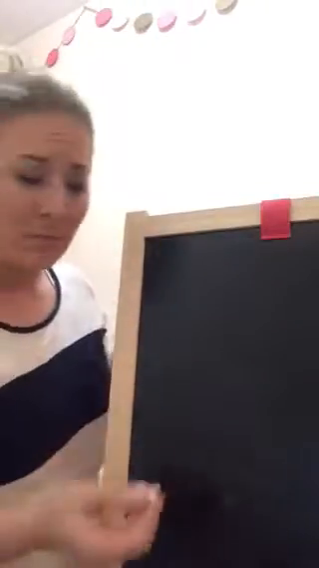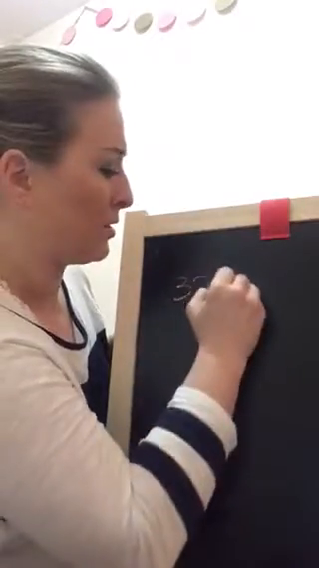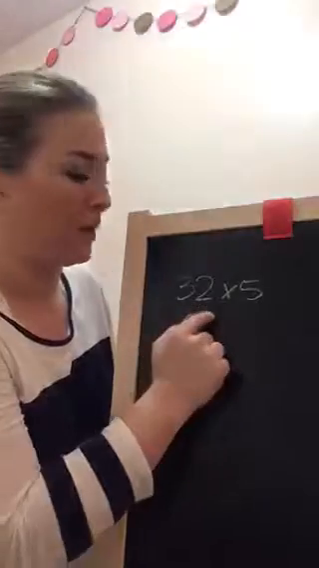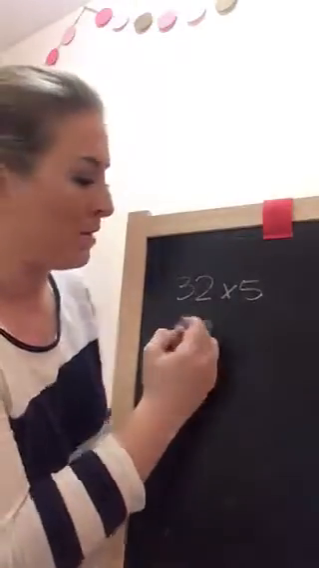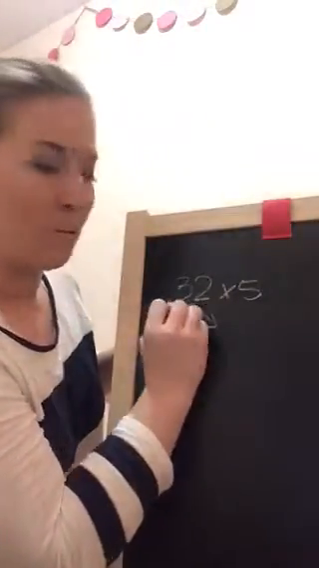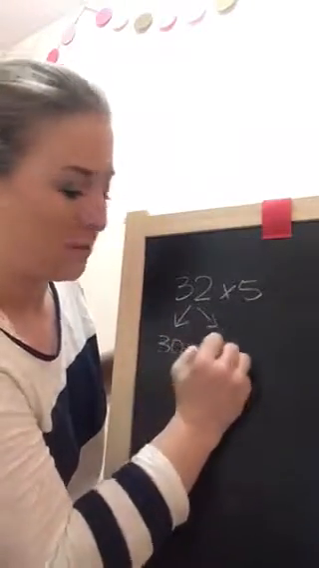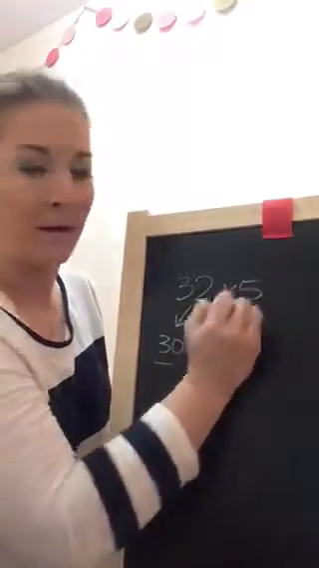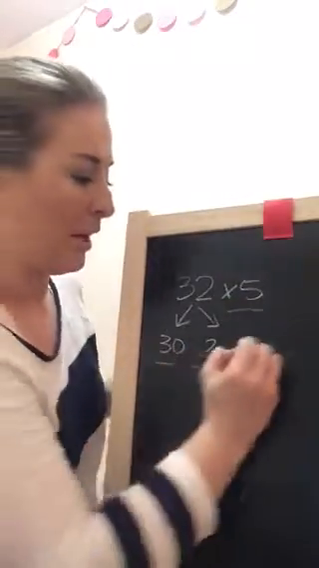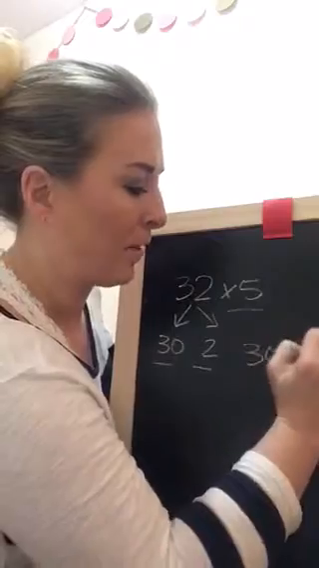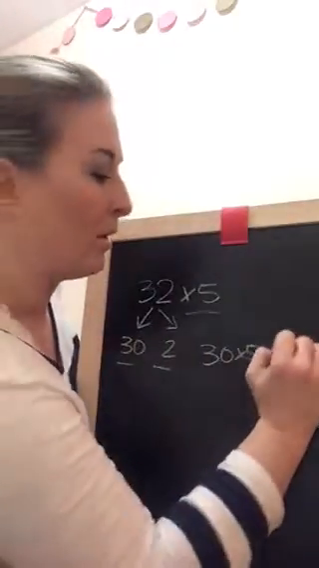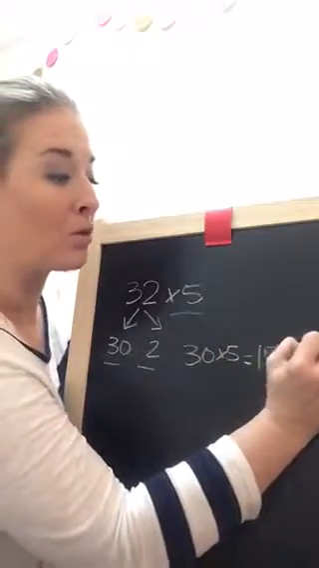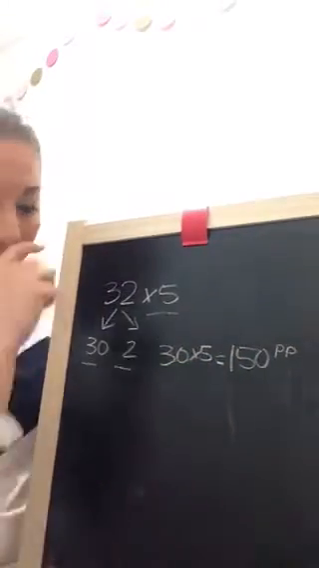The example I'll use is 32 times 5. So we teach kids to decompose 32 into tens and ones. So this will break down into 30 and 2. So now you haven't multiplied by 5 yet. So you're going to take 30 and multiply it by 5 to get 150, as you know. And this is one of your partial products, okay?